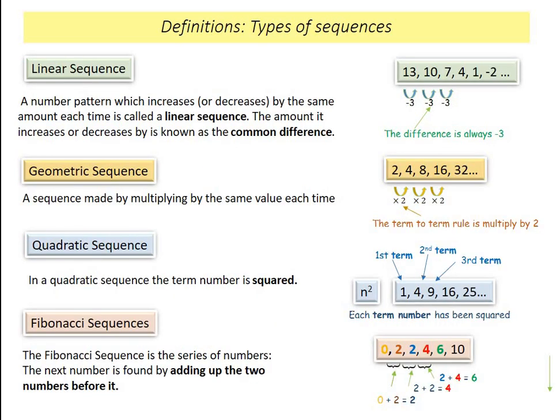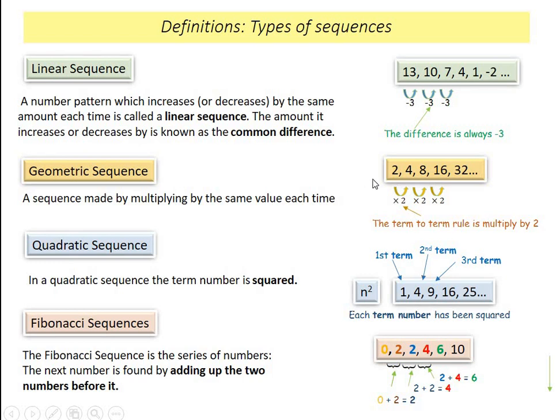There are several different types of sequences. The most common one that you will see is a linear sequence, where the difference between the numbers is always the same. Those numbers could be increasing or decreasing, but it will always be the same. In this example, the difference is -3 because each time we are taking away 3 to get from one term to the next.